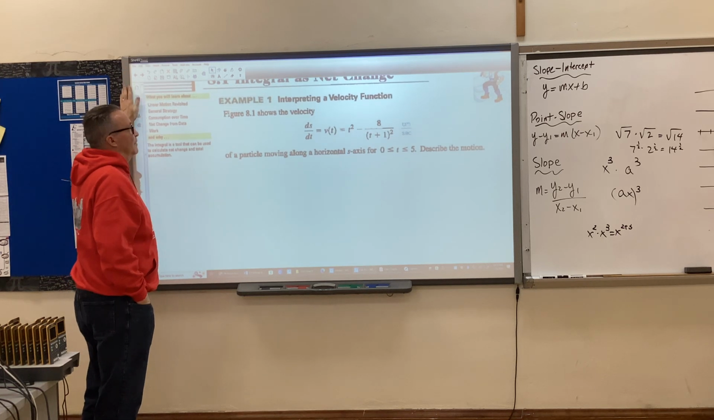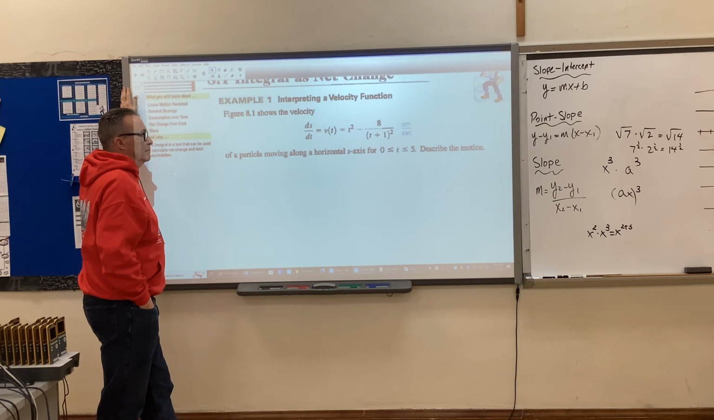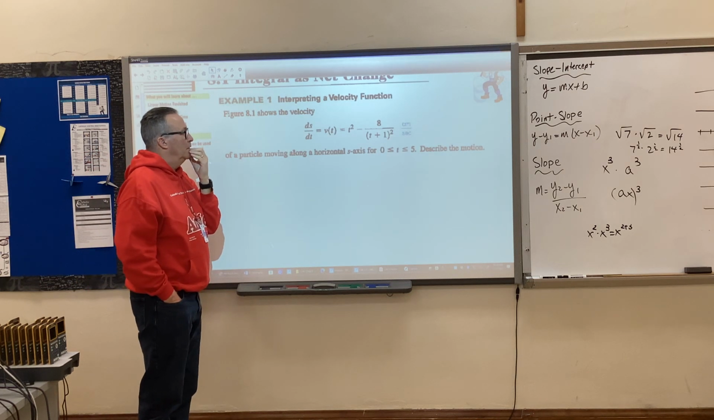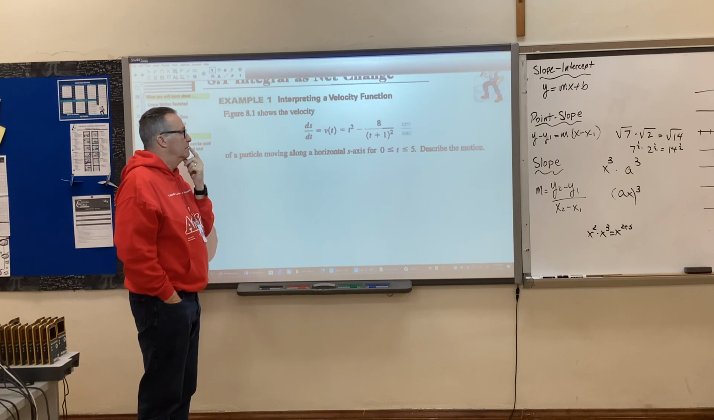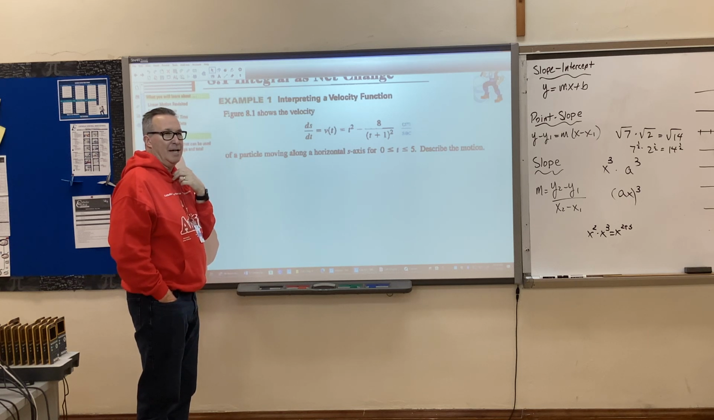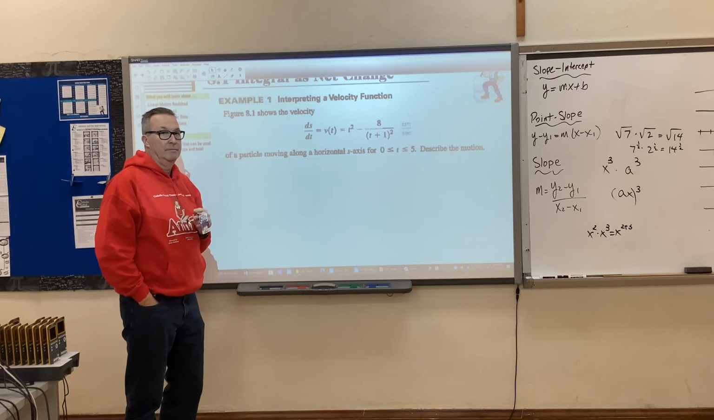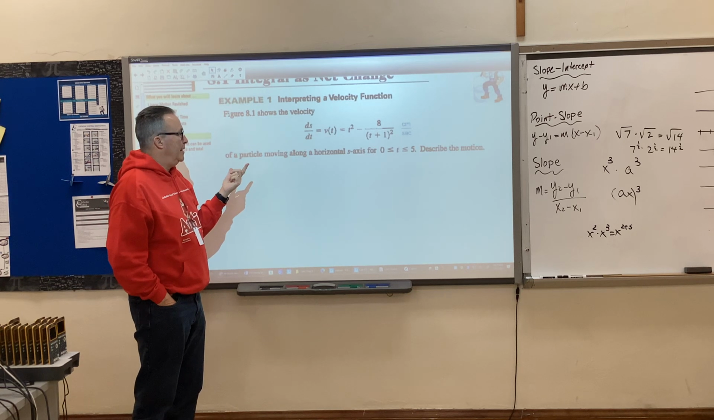What the heck is this for? Describe the motion. So time equals 0. What is the particle doing? What's the velocity at time equals 0? Negative 8. Okay? So what's it doing? It's going backwards, in a negative direction at a speed of 8, right? Centimeters per second.